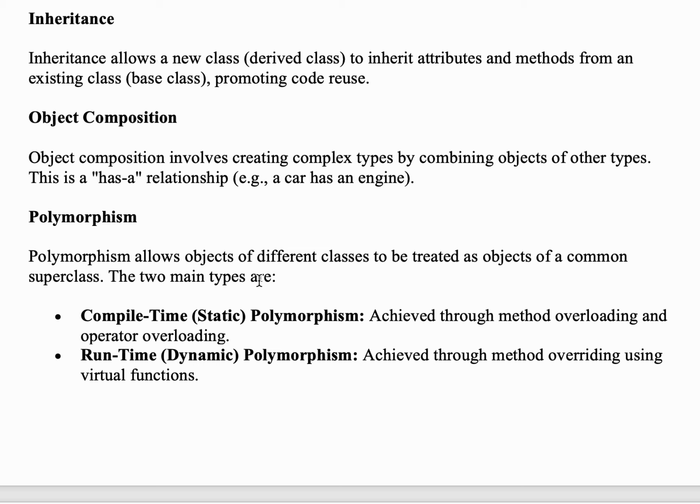The two main types are compile-time (static) polymorphism and dynamic polymorphism. One is during the compile time, achieved through method overloading and operator overloading in static polymorphism, whereas the runtime one is achieved through method overriding using virtual functions.